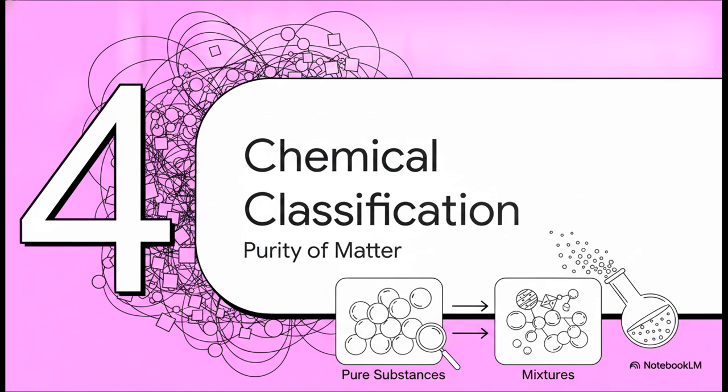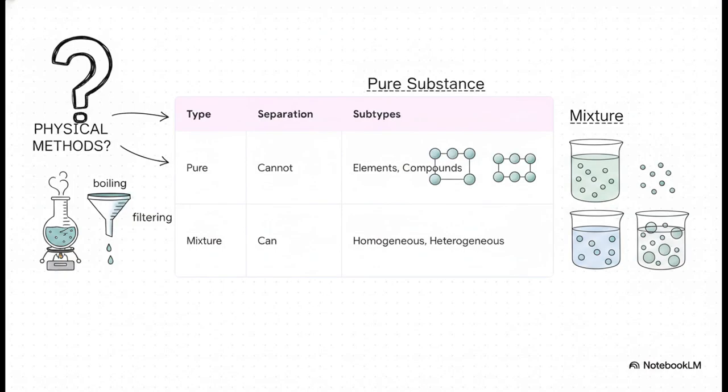Section 4. Chemical classification of matter. Pure substances versus mixtures. So we just looked at physical states. Let's zoom in a bit further and see how matter is categorized chemically based on its purity. There's this fundamental divide in chemistry, and the ultimate question you have to ask yourself is this: can this substance be separated using physical methods?